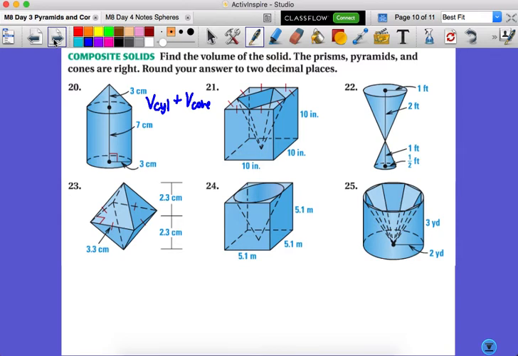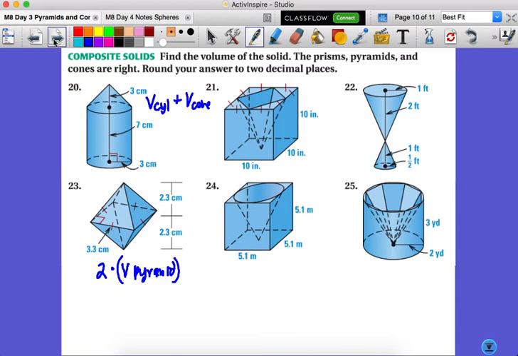Same thing for number 23. I would need to find the volume of the pyramid on top and the volume of the pyramid on the bottom. But since they're the same, I could also think of that as double the volume of the pyramid, or I could think of it as one pyramid plus the other. Again, since they're congruent, either way will work.